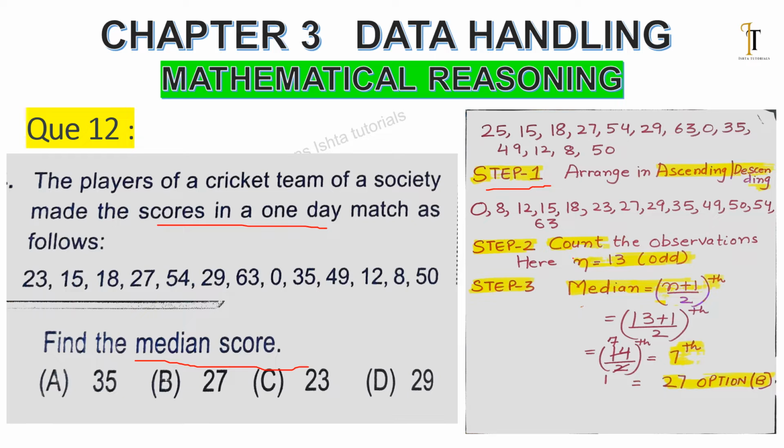Step 2 is count the observations. So here n is equal to 13. It means odd. So to find the median for odd n, that is (n plus 1) divided by 2, that is 13 plus 1 divided by 2, we got 14 by 2, and at the last we got the 7th observation. So let's count the 7th number from the arranged data. So 1, 2, 3, 4, 5, 6 and 7. So 27 is at 7th position. So let's check the option. Yes, so B will be your correct answer.